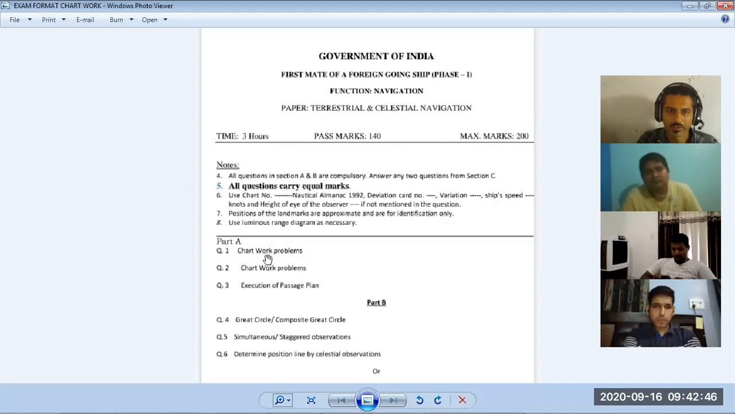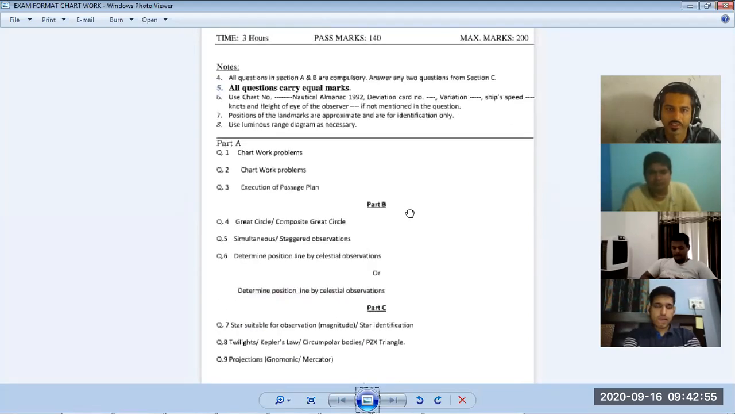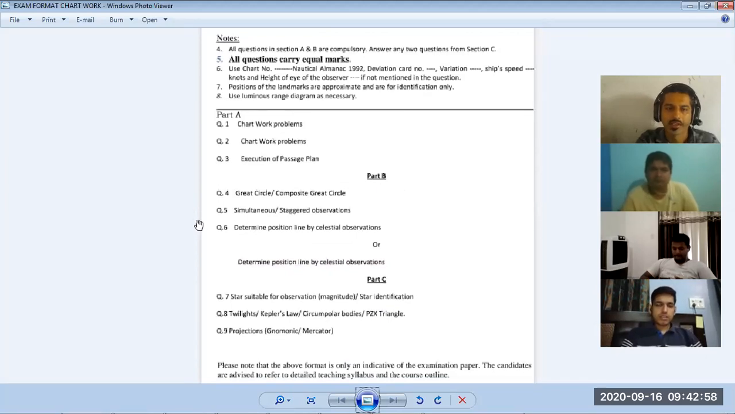So part A, you will have 2 chart work problems and 1 passage plan theory question, same like your second mate's. And then part B, you have great circle and composite circle sailing. Then from navigation, simultaneous and staggered observation, and determining position by celestial observation, or any 2 types. Then part C is star observation, stars suitable for observation for magnitude and star identification. One problem will be there. Then we have different astronomical position lines and rules and laws, twilights, Kepler's laws, circumpolar bodies, PZX triangle, and then mnemonic and Mercator projections.